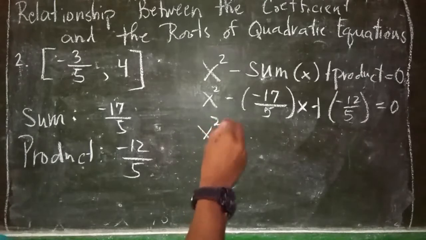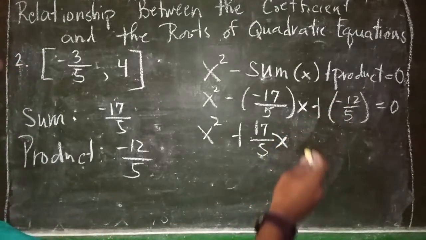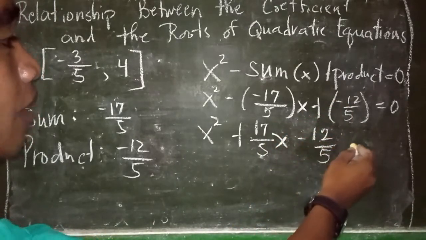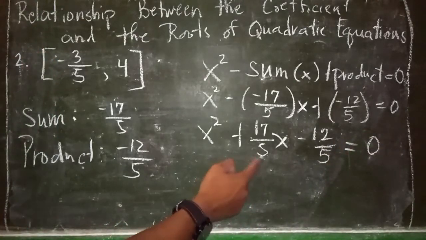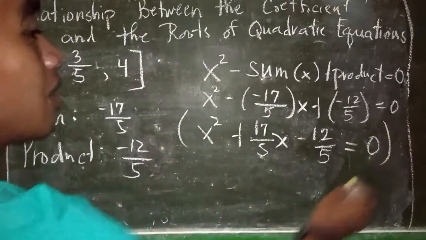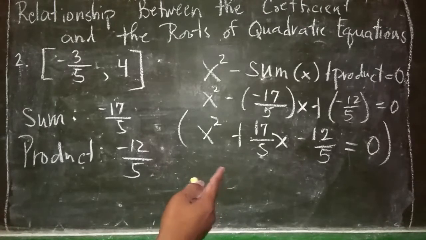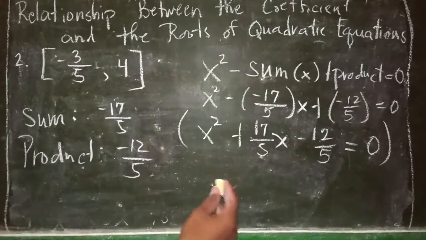Let's simplify. X squared, negative times negative, positive 17 over 5x, then positive times negative, negative 12 over 5 equals 0. Okay, so kung mapapansin natin, meron tayong denominator na 5. Para maging whole numbers lahat yung numerical coefficient natin, we're just gonna multiply the whole equation by the LCD of the numerical coefficients. In this case, the LCD of the numerical coefficient is 5, then let's multiply the whole equation by 5.